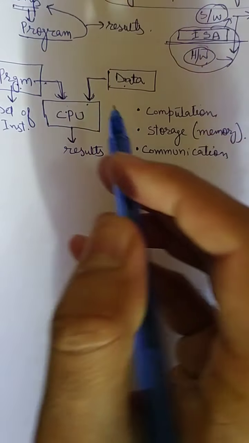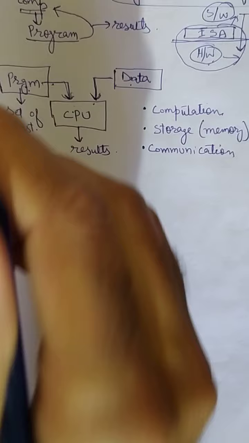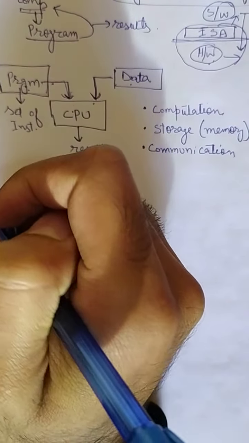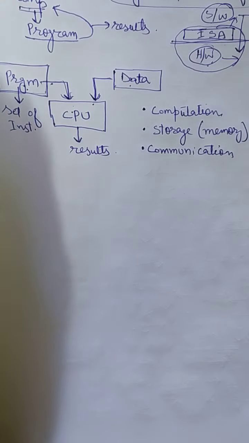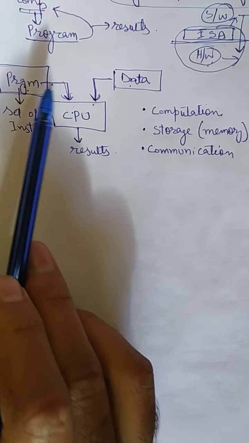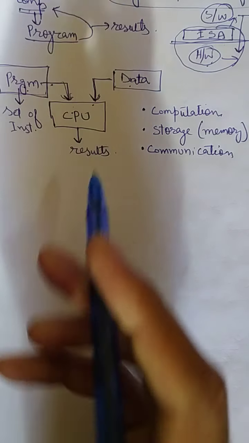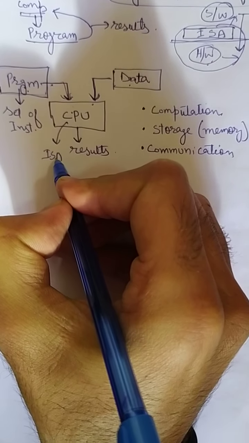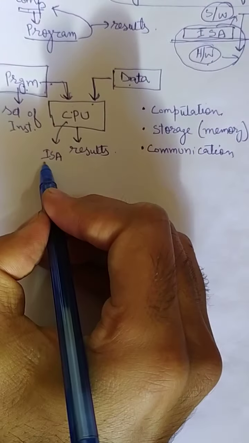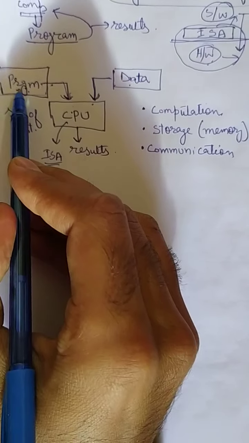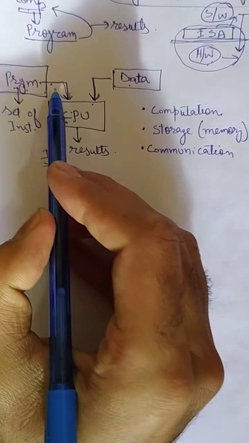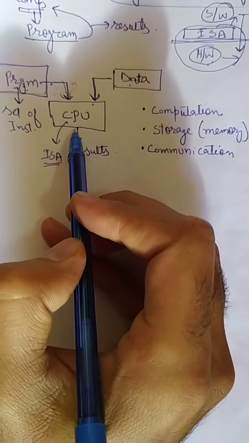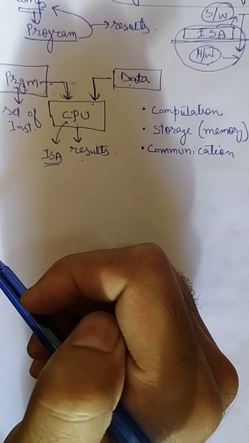Okay, so here you can see that whenever we are writing a program, we write the program in a higher level language. We first convert this program into machine specific instructions. And what are the machine specific instructions? The machine specific instruction is the instruction set of a machine. Converting the program into machine specific instructions and then running these instructions one by one on the data, and the CPU gives us the results.